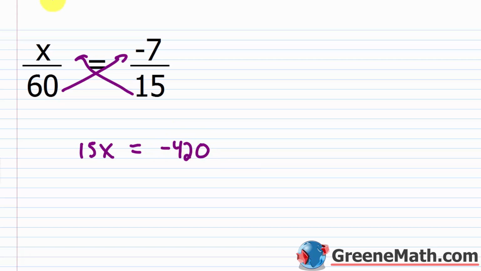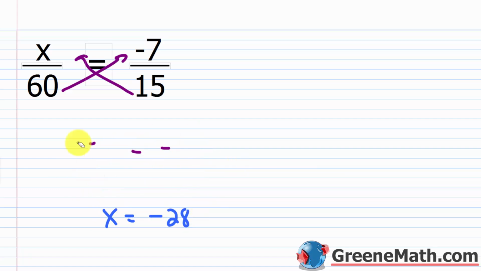And now we just want to divide both sides by 15 so that I can isolate my variable x. And so what am I going to get? Negative 420 divided by 15 would be negative 28. So x is equal to negative 28. Okay? And of course, you can check that. You could plug in a negative 28 for x there.